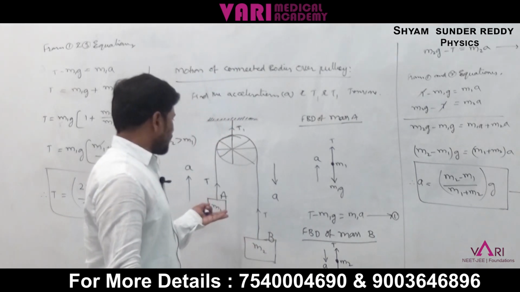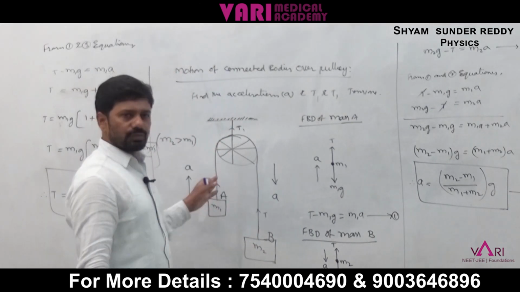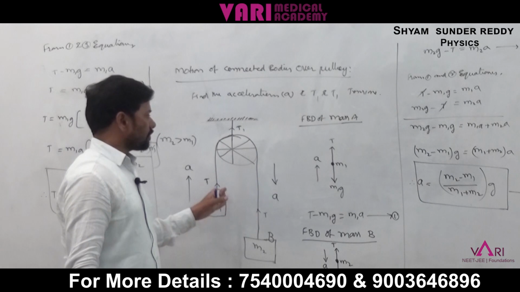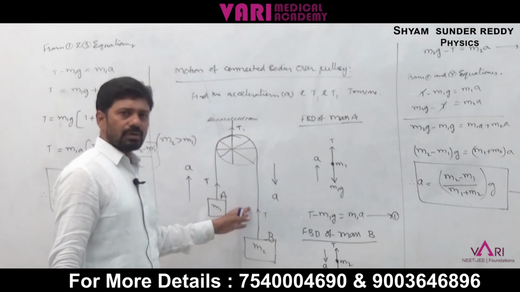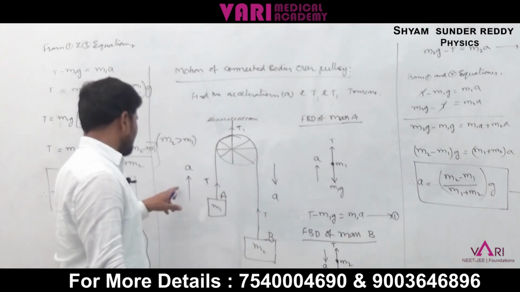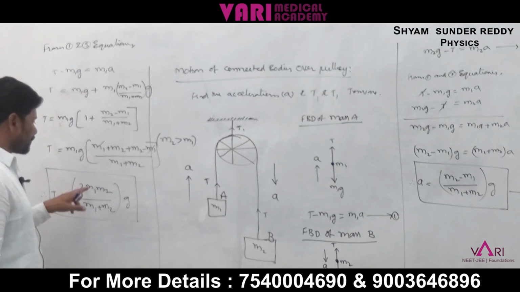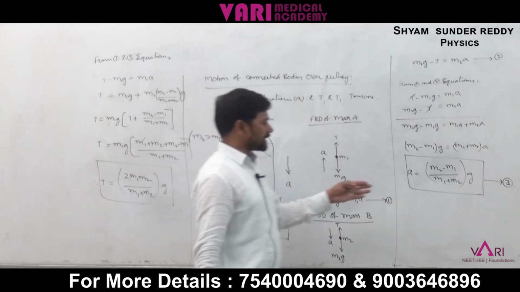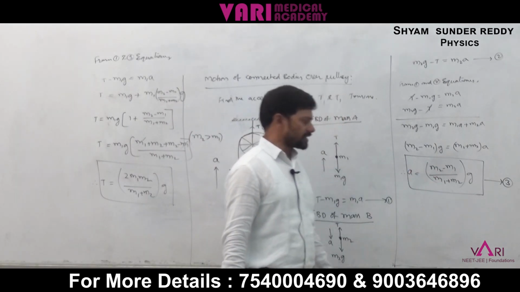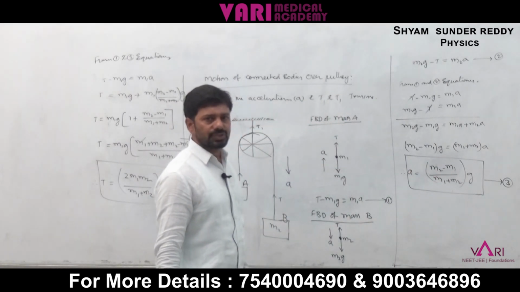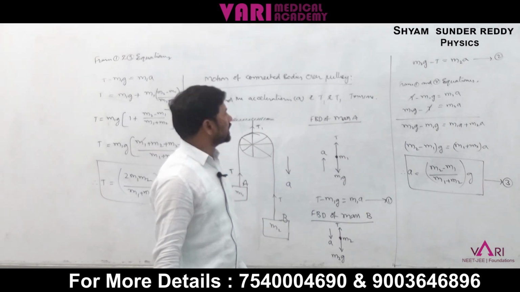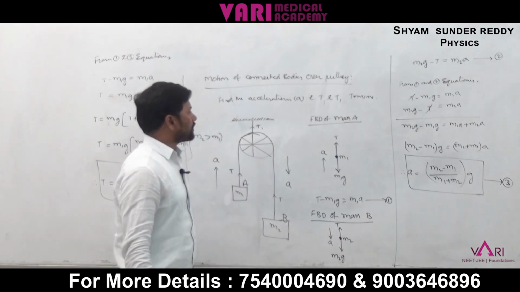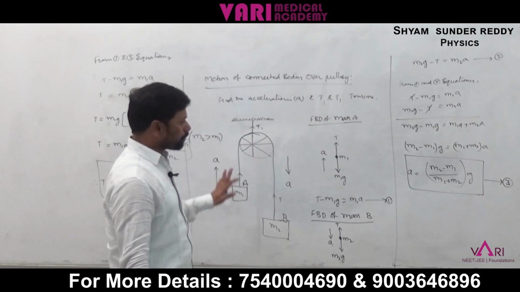When the two masses are in motion over the pulley, the tension T is equal to 2 m1 m2 by m1 plus m2 into g, and acceleration a is equal to m2 minus m1 by m1 plus m2 into g. This is the motion of connected bodies over a pulley.